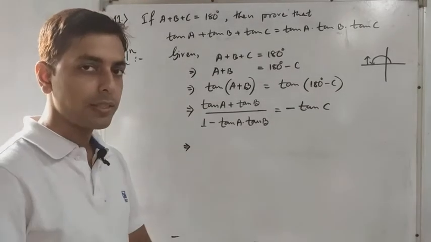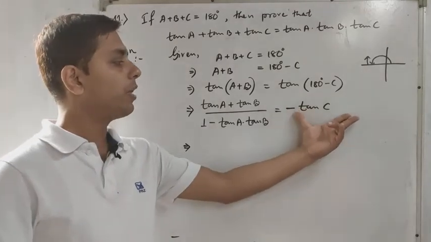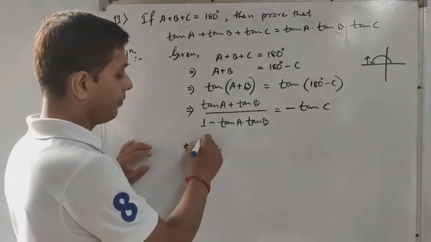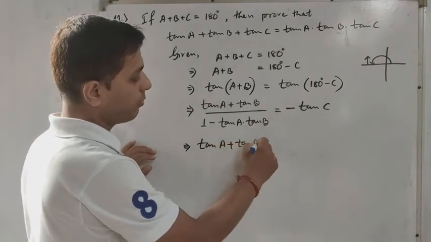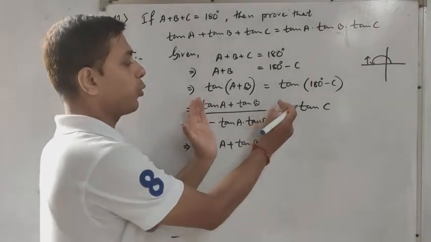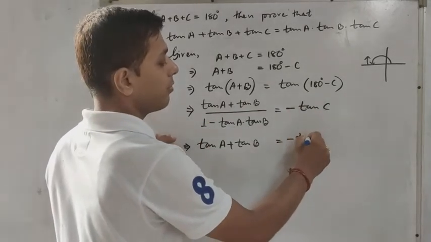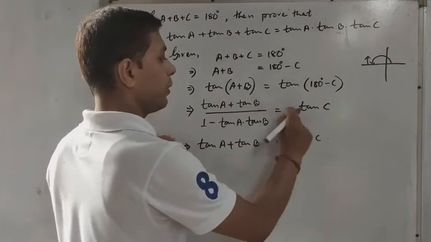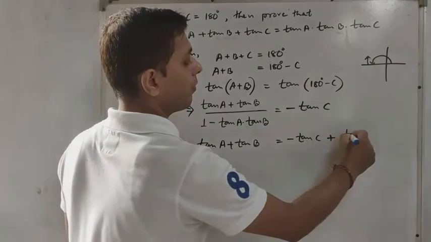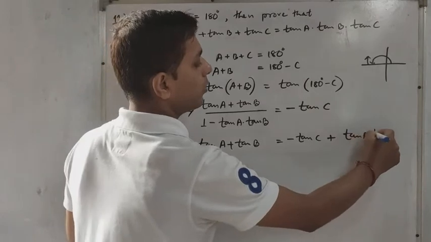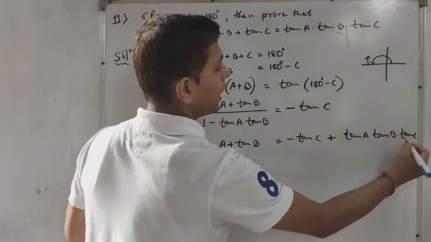Now the very next step, we are going to cross multiply. This portion will be multiplied with that portion and this will remain here. That means tan A plus tan B will be equal to, multiplying this portion with minus tan C: 1 into minus tan C gives minus tan C. Minus into minus is plus, so tan A into tan B into tan C.